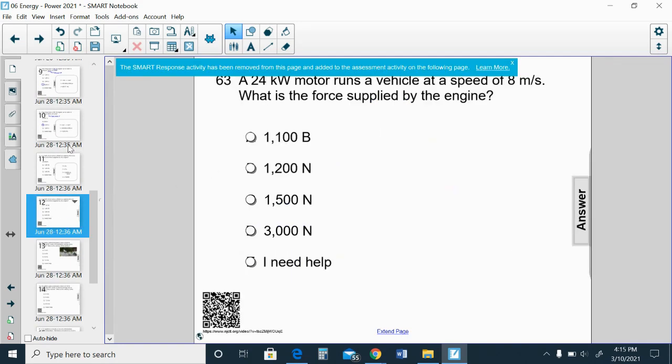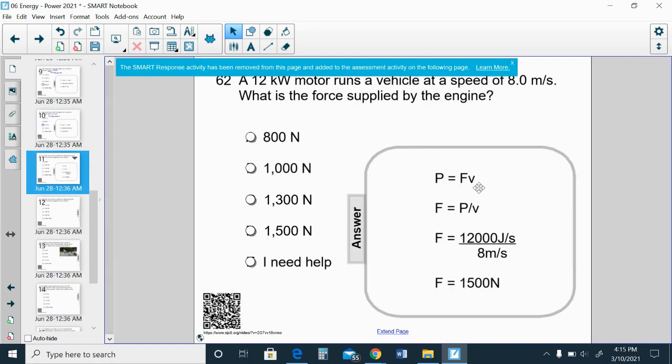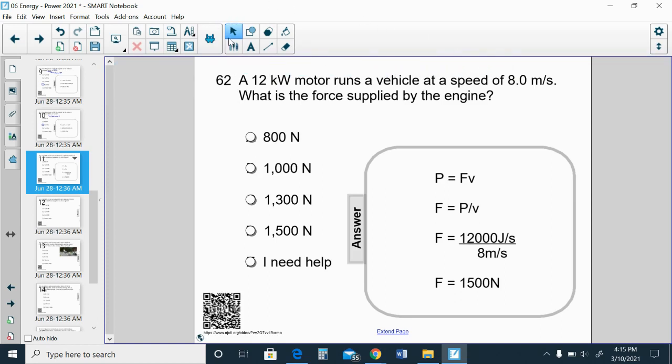So if power is equal to the force times the velocity, then the force is equal to power divided by velocity. We are given 12 kilowatts, which is actually 12,000 watts. So that 12,000 watts divided by 8 meters per second gives you 1,500 newtons of force.